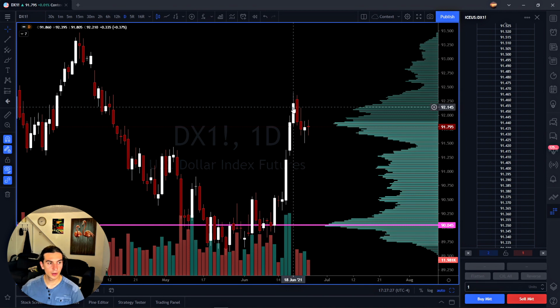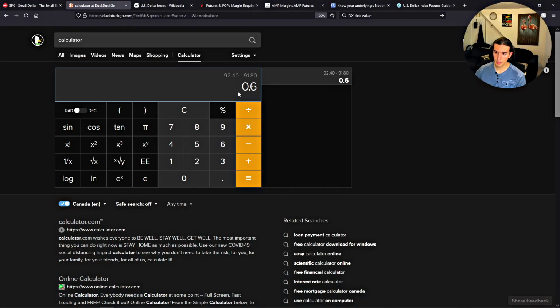So now we're going to look at the range of this bar here, June 18th, 2021. So the low of the bar was 91.80.5, and the high of the bar was 92.39.5. So I'm actually going to round that off to 91.80 as the low and 92.40 as the high. 92.40 minus 91.80 equals 60, or 0.6.